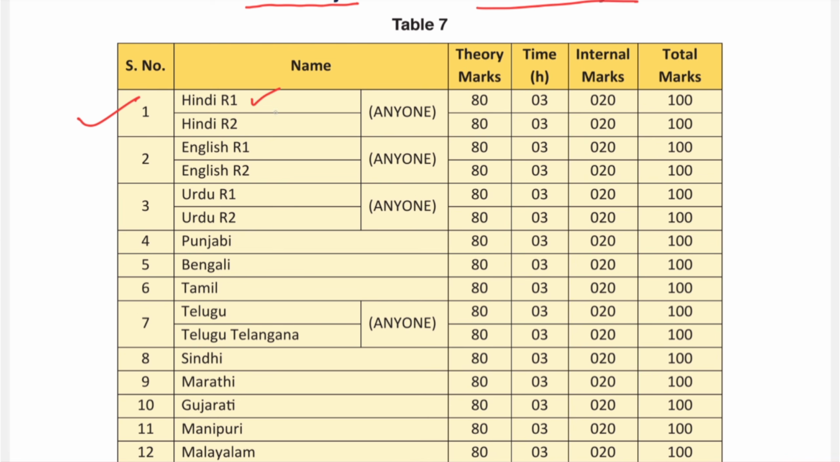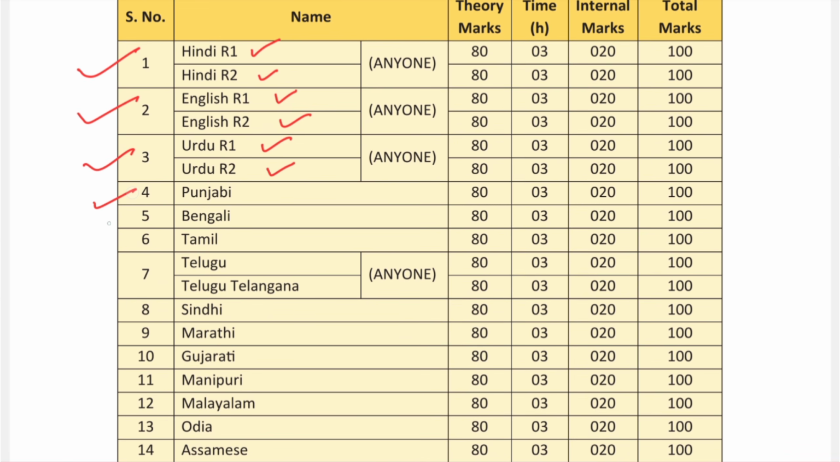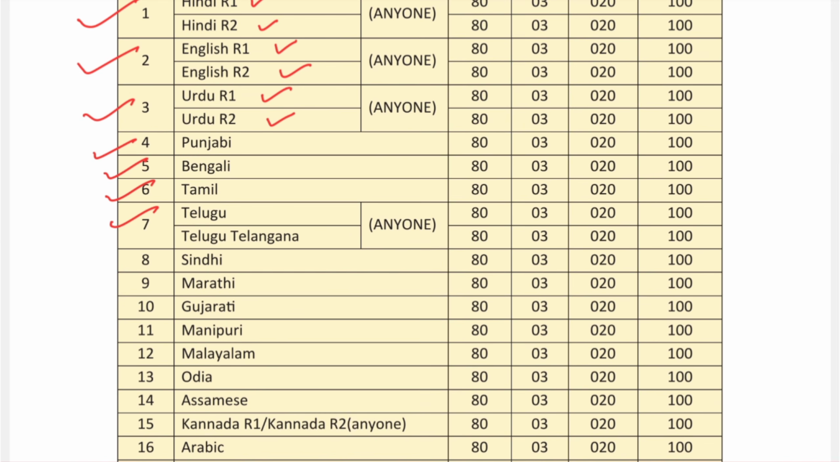You can choose Hindi as R1 or R2, any one. Then English you can choose as R1 or R2. Urdu also you can choose as R1 and R2. Then other languages are Punjabi, Bengali, Tamil, Telugu. Telugu also there are two. One Telugu, another one Telugu Telangana.